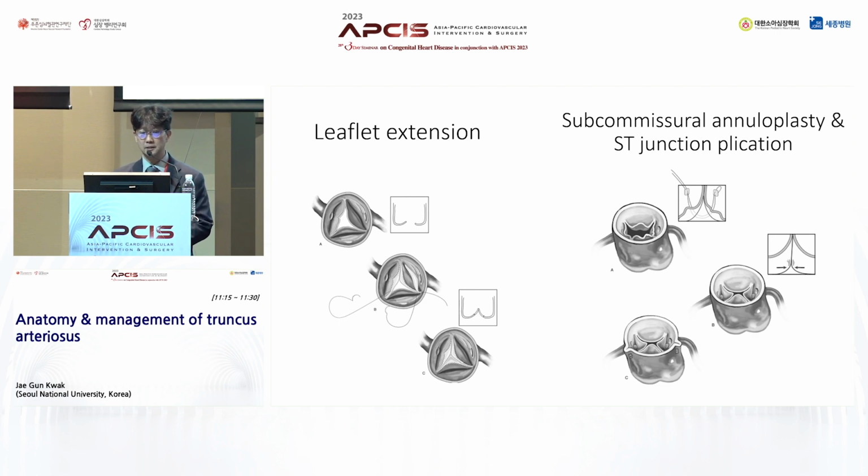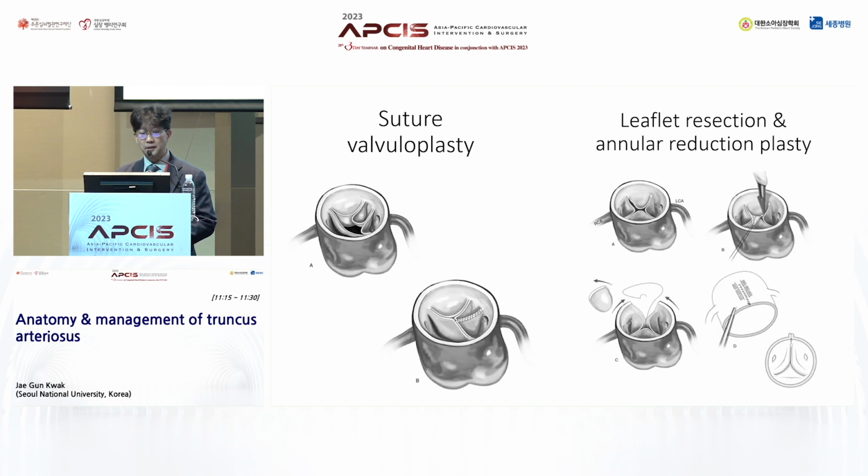We can use leaflet extension for the short cusp, and also we can reduce the annulus using subcommissural annuloplasty sutures and sinotubular junction plication like this. He also introduced suture valvuloplasty, where the dysplastic valve is coapted, mimicking three leaflets, and also complete resection of the dysplastic leaflet and the corresponding sinus, and then reducing the sinotubular junction and annulus.